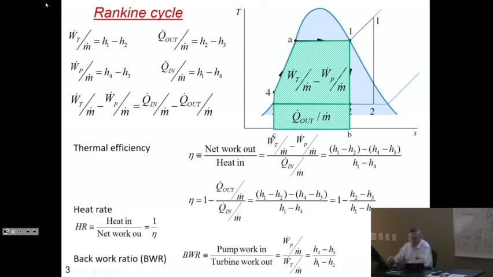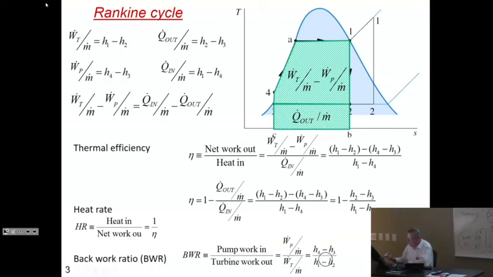Now, a new concept that is actually useful and very important, but not so much in Rankine cycles, that will be later in gas engines, in Brayton cycles, is the back work ratio. So the back work ratio is the ratio of these two guys. It's the amount of pump work that you have to put in divided by the amount of turbine work that you can get out. And in our particular case, it's H4 minus H3 over H1 minus H2.